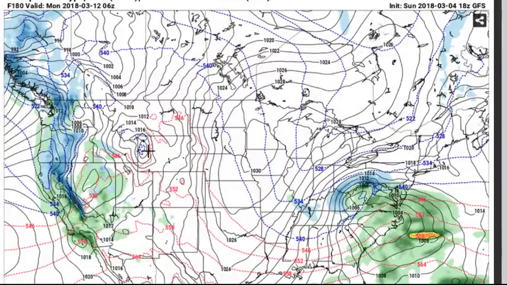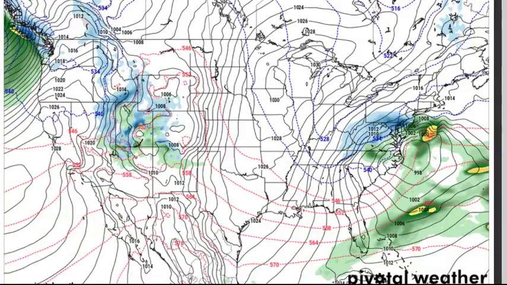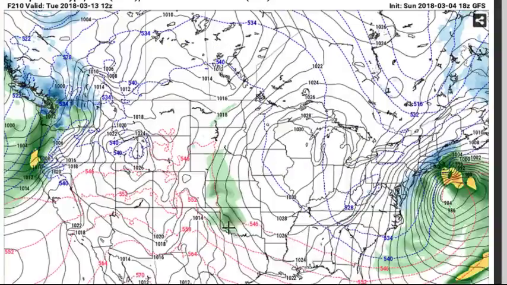And then we start getting those waves coming in there from the Pacific and interacting with the frontal boundary. And it looks like the first convection is coming in for Tuesday and Wednesday. There it is right there.